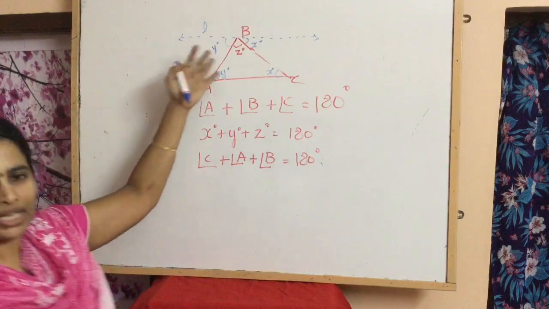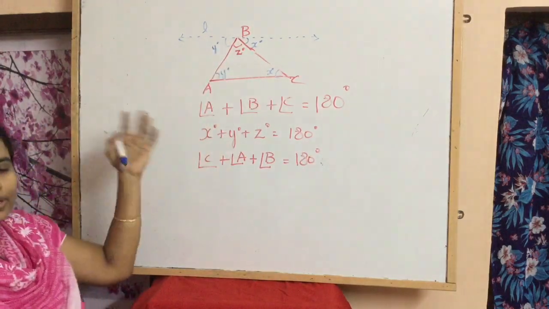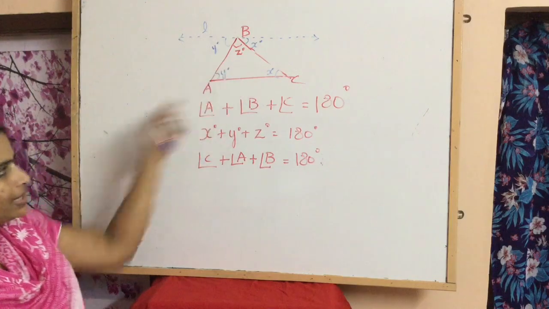So this is a very easy concept. So in future you will never forget that the sum of the angles of a triangle is 180 degrees.